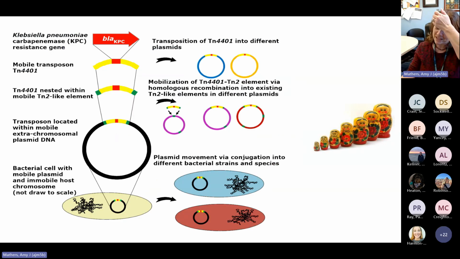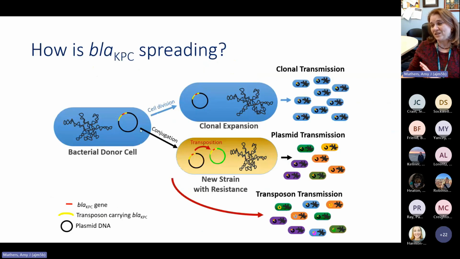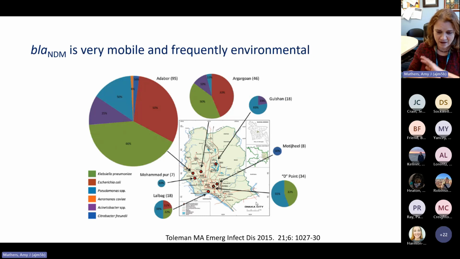But what we put together is that it's really complicated the way genes of drug resistance move around. It's a gene inside a transposon, inside another transposon, inside a plasmid that can be shared across a bunch of different bacteria. And so I will say that we saw KPC spreading at all levels, both plasmid transmission and transposon transmission within a cell, and it's a hot mess.